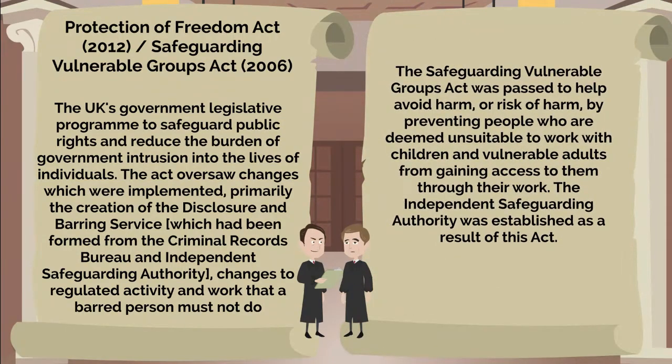The Safeguarding Vulnerable Groups Act was passed to help avoid harm or risk of harm by preventing people who are deemed unsuitable to work with children and vulnerable adults from gaining access to them through their work. The Independent Safeguarding Authority was established as a result of this Act.